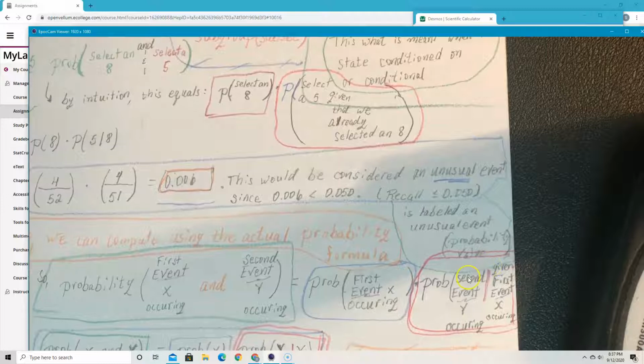So the second event was selecting a card that's a 5, knowing that the first card selected was an 8. The probability that the second card is a 5, given that the first card was an 8. And this probability was the probability you could get a 5, knowing that the first card selected was an 8, and we didn't put the card back into the deck, was 4 chances out of 51.